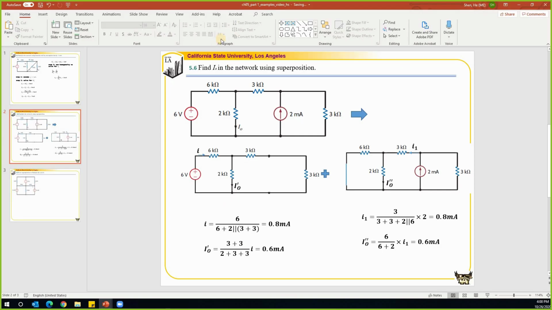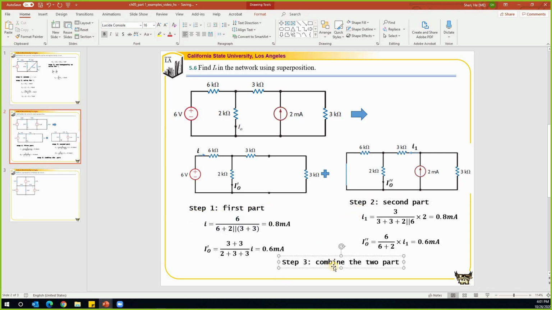So now we find the two. I forgot to label them like step 1, step 2. So let's call it, this is step 1, we solve the first part of the circuit, and step 2, we solve the second part of the circuit. And then step 3, we combine them together by using superposition. We know that the overall output IO should be equal to the summation of the two. So IO is equal to IO prime plus IO double prime. In that case, it's 1.2 milliamp.